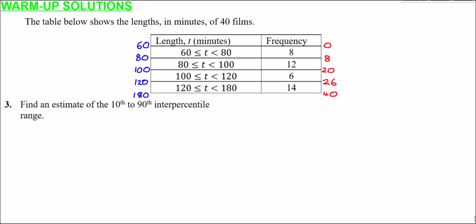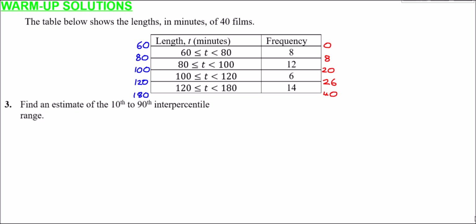Question 3 of the warm-up is very similar to question 2. So percentiles work very similarly to quartiles. For question 3, we need to find an estimate of the 10th to 90th interpercentile range. So this comes in 2 different parts. First we need to find the 10th percentile, then the 90th percentile, then we do the 90th percentile minus the 10th percentile.